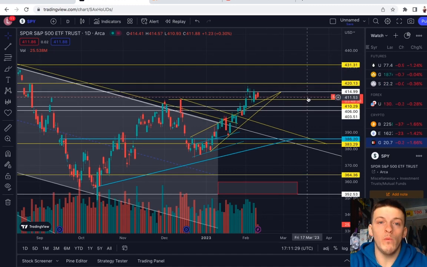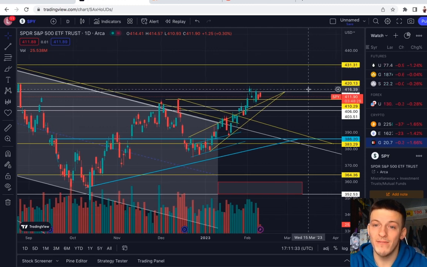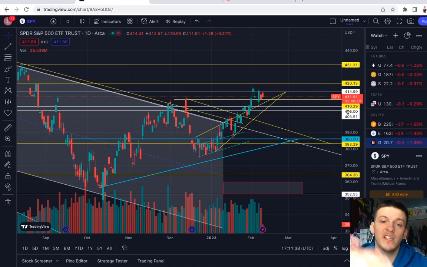In my opinion, I wouldn't be trading this right now. I would be watching for a break over 417 once again, or a break below 408 to determine whether the SPY is going to continue to rally or is going to sell off even further.